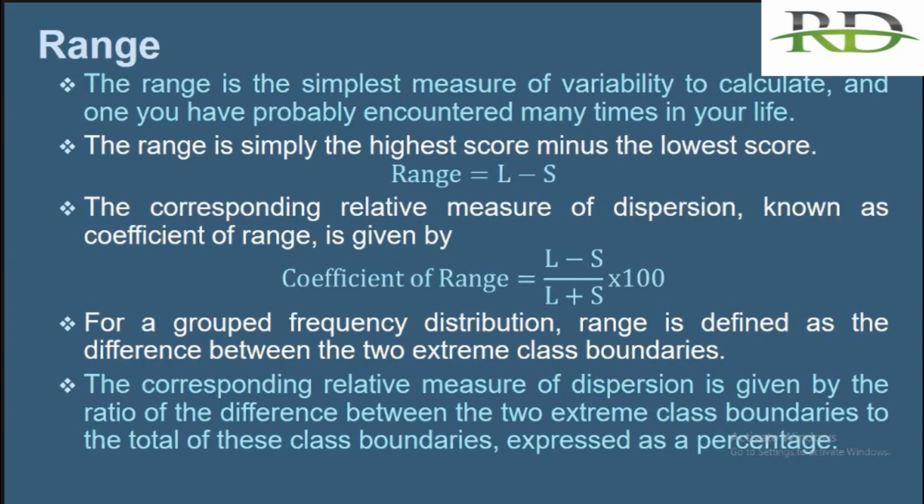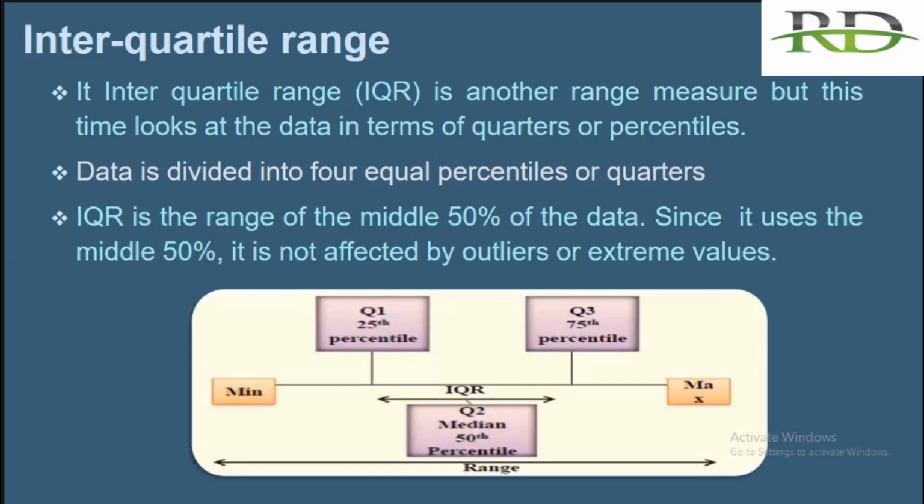This is the formula. A measure slightly better than range is known as interquartile range. Interquartile range is the difference between the third quartile and the first quartile. You all know what the third and first quartiles are. So interquartile range is slightly more refined as compared to range, because instead of just taking the maximum and the minimum value, it takes the third quartile and the first quartile.